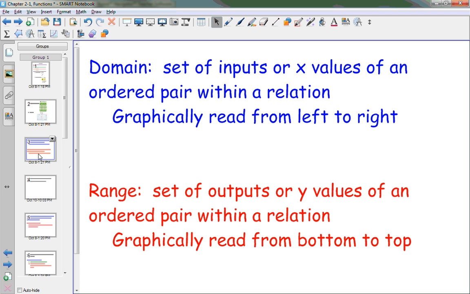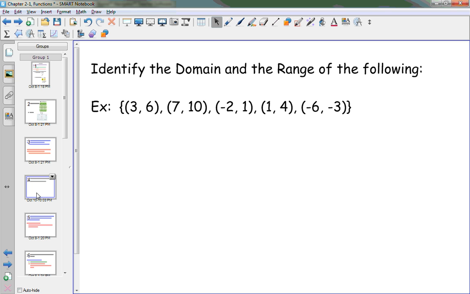Domain. What is range? Y. What is x? Range. What is y? Range. Y'all understand that? Okay, good. Because now what we're going to do is simply identify the domain and the range of this relation. So tell me, what is the domain? Please state it in chronological order from least to greatest.